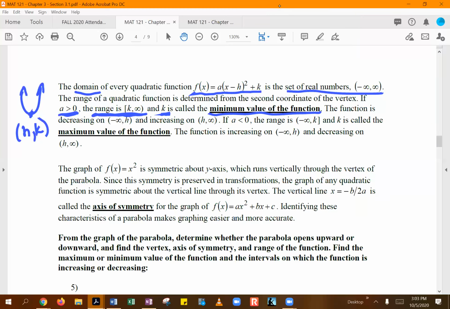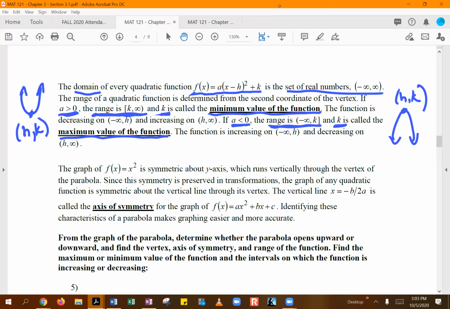Now, if we switch our graph and, instead of opening up, our graph is opening downwards, which means the a is a negative number, then see how the range will change. Your range is now going to go from negative infinity to k, and it stops wherever that k value is, because now k becomes the maximum point on our function. It's going to be the maximum value. So if your parabola is opening downwards, the range is negative infinity to k, including k. If the parabola is opening upwards, the range is going to be k to infinity, including k.